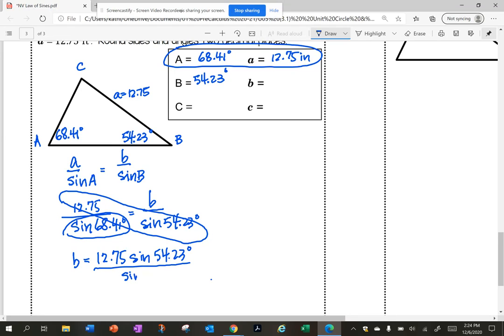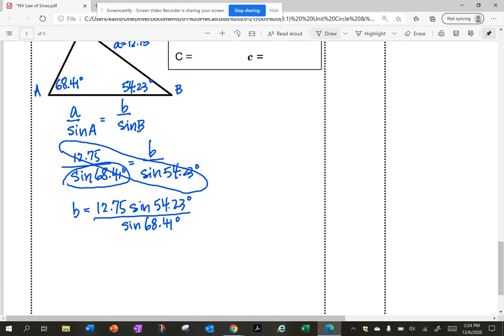the sine of 68.41 degrees. I find that these work really good if you're using that alpha y equals in the calculator, so you're using the fraction mode. So solving for B, I get B is approximately 11.13 feet.